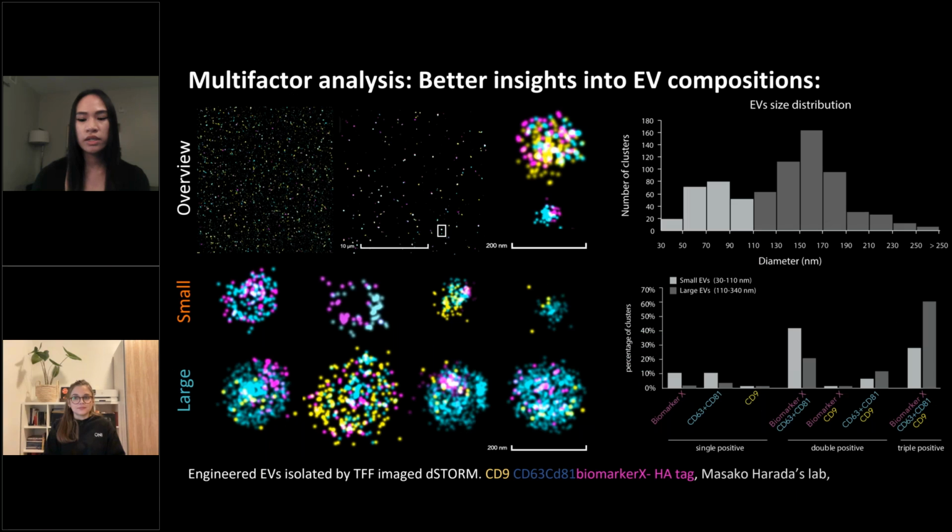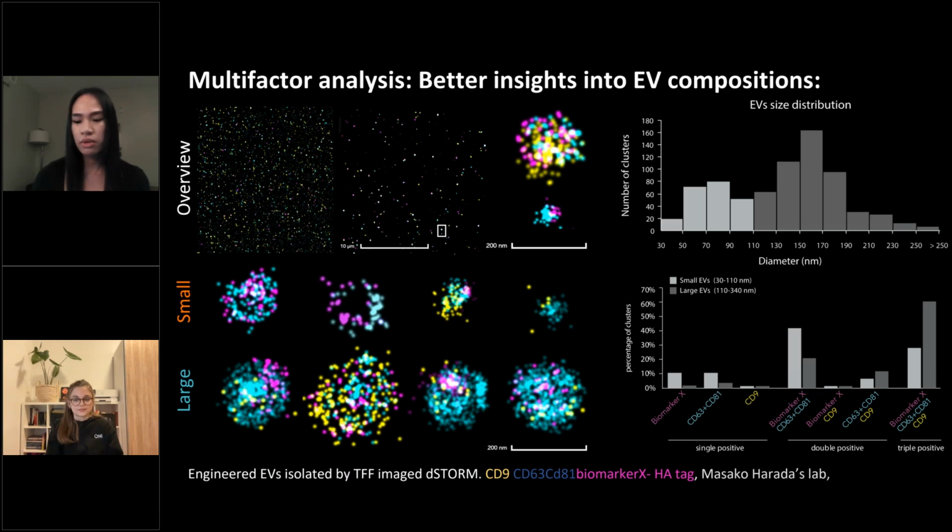So here's just a slide to kind of go into analysis for what you can do when you acquire a dSTORM experiment. For this, data was acquired with CODI, which is our collaborative discovery platform that Laura had gone over a little bit previously. And Masako Harada's lab was looking at EVs that were isolated by tangential flow. But the main goal of this experiment was to understand two different populations of EVs in their samples, so small EVs versus large EVs, and pull out biomarker distributions to see if there were any changes among these two sizes.